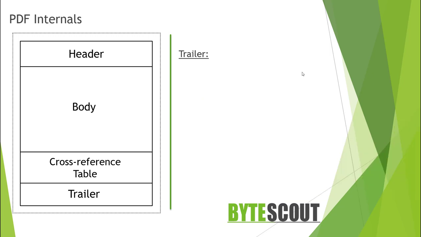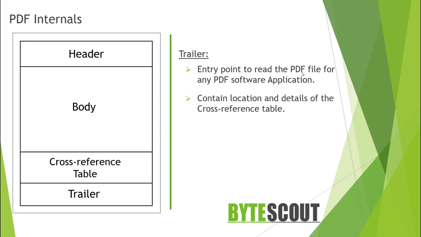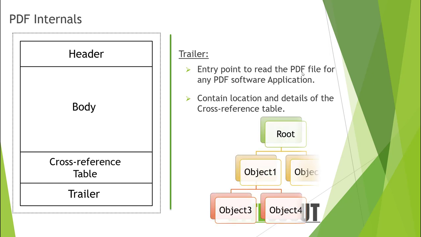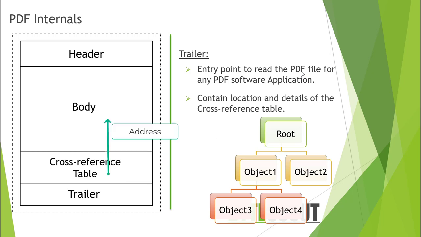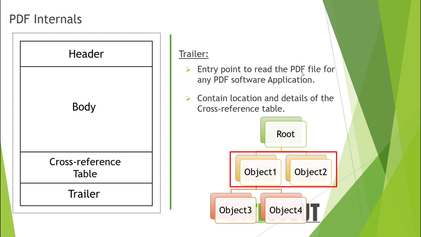Next is the trailer. For any PDF management application, this is the entry point to read the file. This is the last part in the PDF file structure, but PDF reading software reads it first. It contains the details of the cross-reference table. Conceptually, the PDF file is a tree-like model where the trailer is the root node containing the address of the cross-reference table. The cross-reference table has the offset of each object, which refers to the indirect objects present in the body part. The root object will become the root node of a tree. The derived objects of the root object are placed as subnodes if they exist.